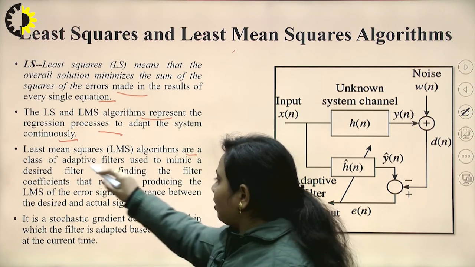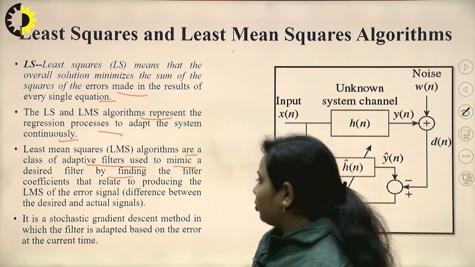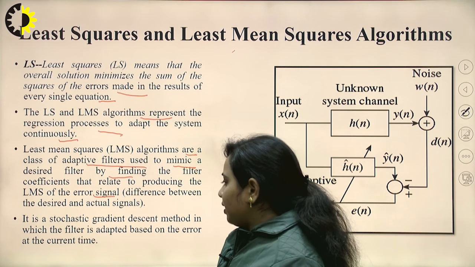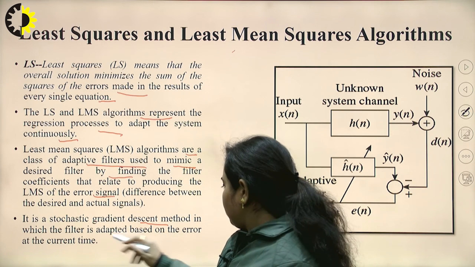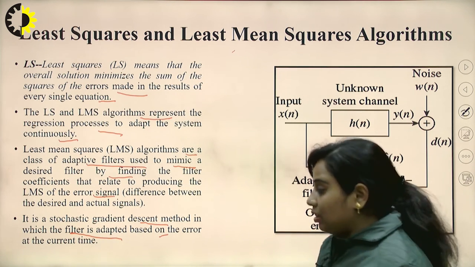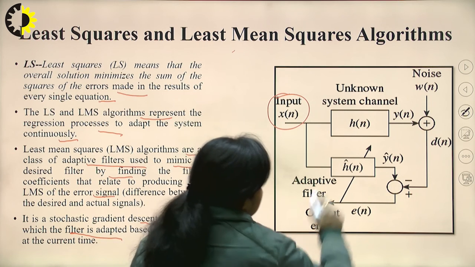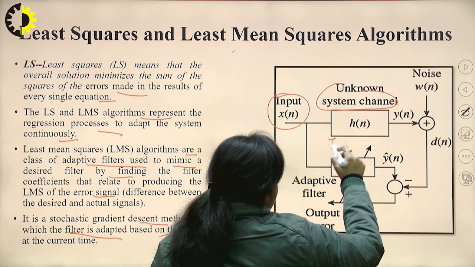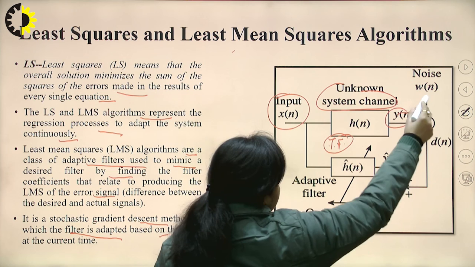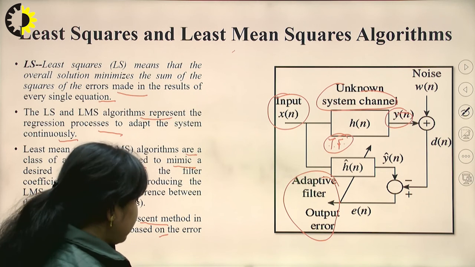LMS algorithms are a class of adaptive filters which is used to mimic a desired filter by finding the filter coefficients that relate to producing the least mean square of the error signal. Now, it is basically a stochastic gradient descent method in which the filter is adapted based on the error at the current time. So you can see in this diagram also that this is the input signal that is denoted by xn. It will be applied to this unknown system channel which is having this transfer function denoted by hn. The output of this will be yn. It will be affected by this noise and then an adaptive filter output will be generated. So this is an LMS technique.